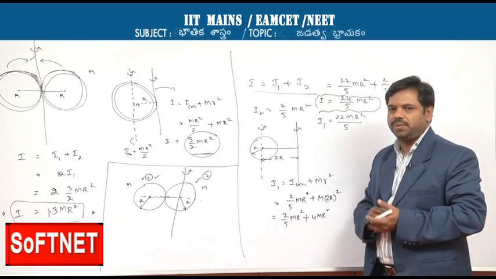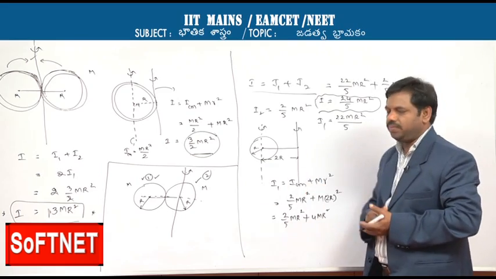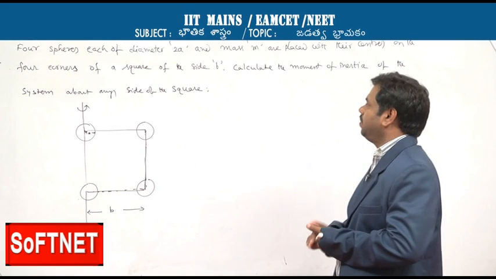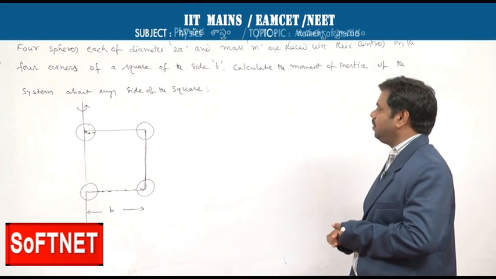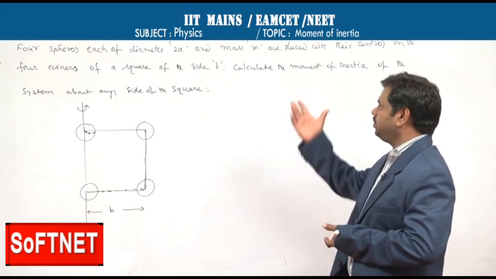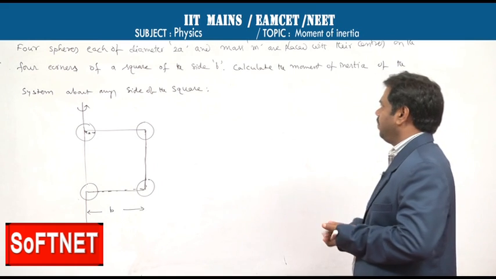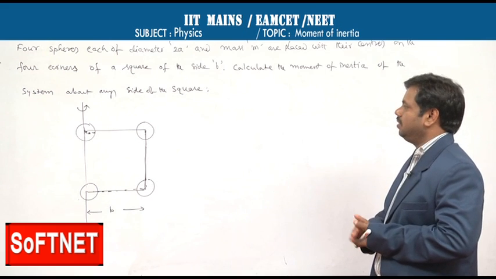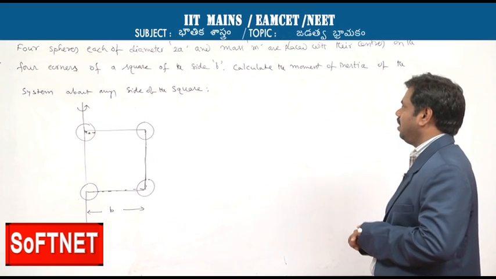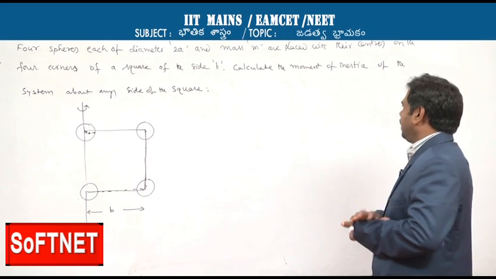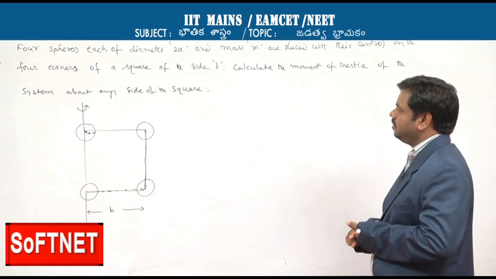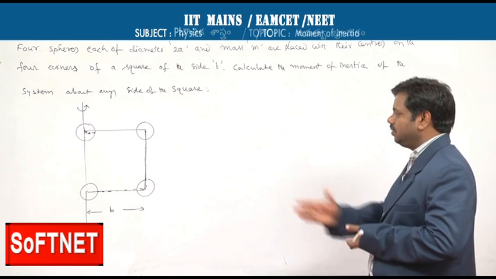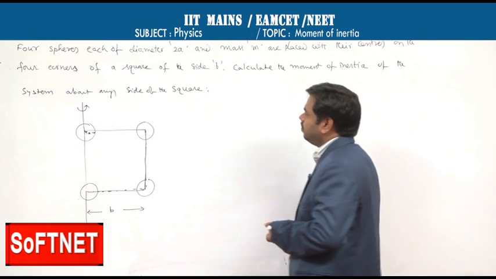Let us take a few more examples to find the moment of inertia. Here we will solve one problem. 4 spheres each of diameter 2a, diameter 2a means radius is a, and mass m are placed with their centers on the 4 corners of a square of side b. Calculate the moment of inertia of the system about any side of the square. So that is the question here.